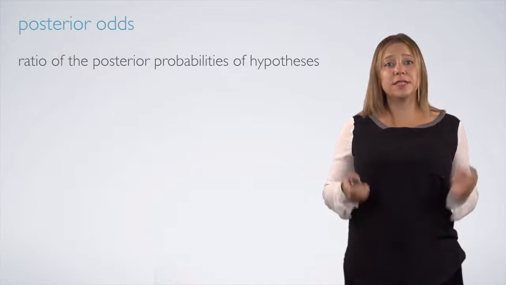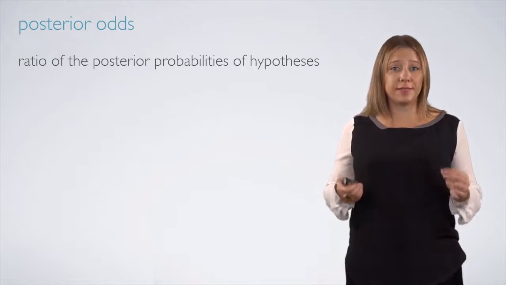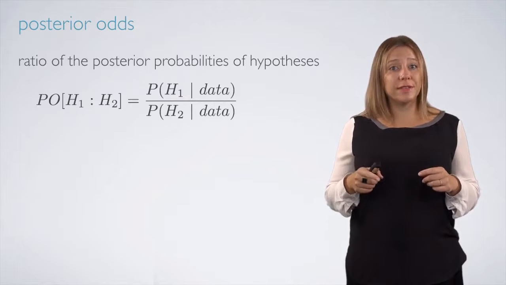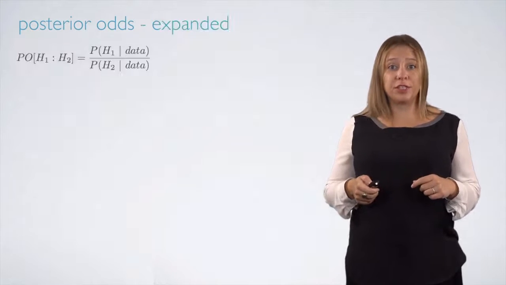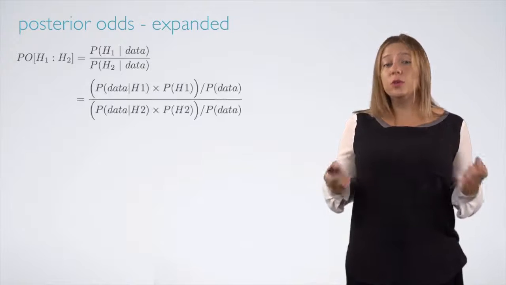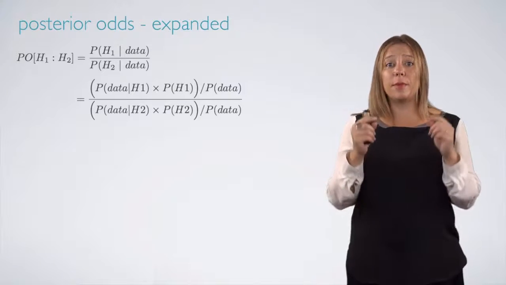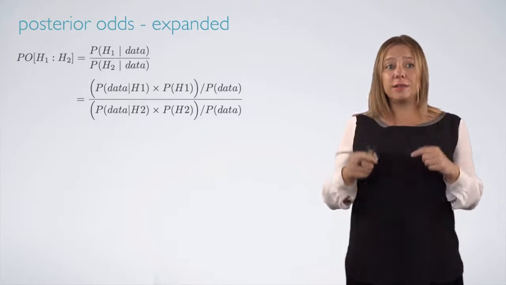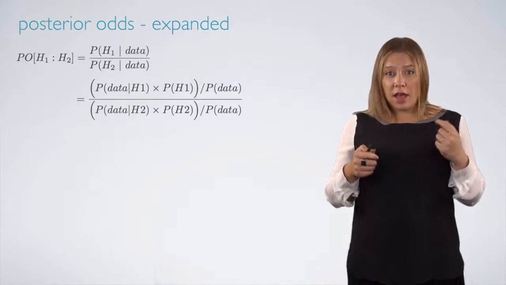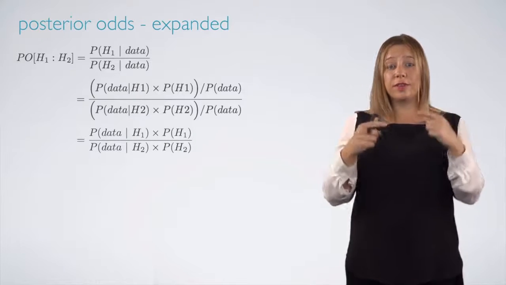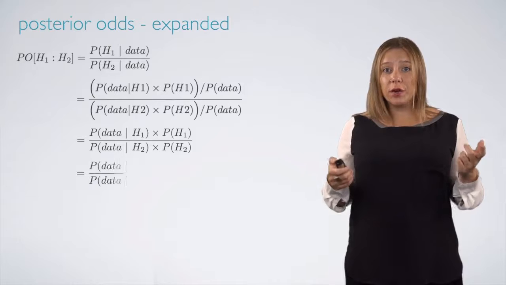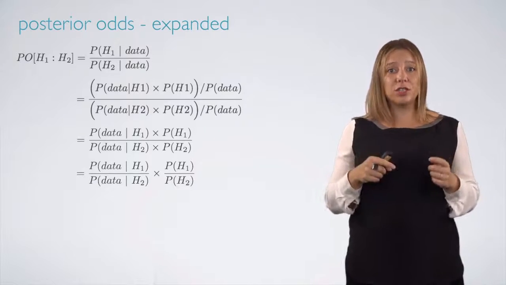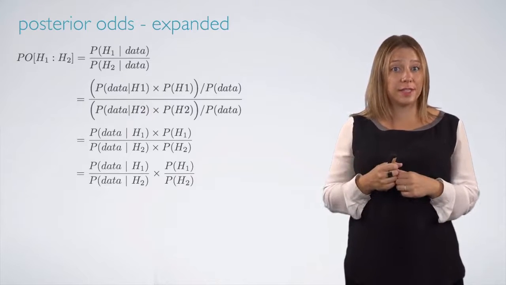Similarly, the posterior odds is the ratio of the two posterior probabilities of these hypotheses. That is, PO of H1 to H2 is the probability of H1 given data divided by the probability of H2 given data. Using Bayes' rule, we can rewrite the posterior probabilities as the probability of the data given the hypothesis times the prior for that hypothesis divided by the probability of data. The probability of data in both the numerator and the denominator cancels out, and we can reorganize this as the ratio of the data given H1 and data given H2 times the ratio of the prior probabilities of these hypotheses.